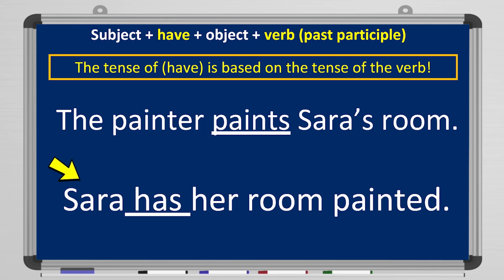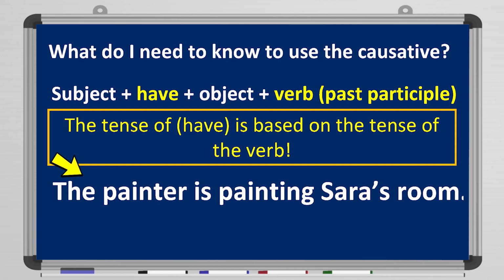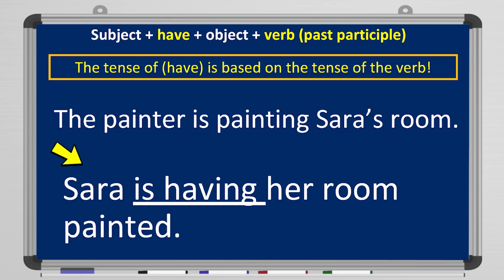Let's look at another example. We have here, the painter is painting Sarah's room. Notice how the tense of the verb changed. The painter is painting Sarah's room. Again, because have is based on the tense of the verb in the original sentence, it's going to change. So what will the answer be? Sarah is having her room painted. Notice how the tense of have changes according to the sentence. It's like they mirror each other.